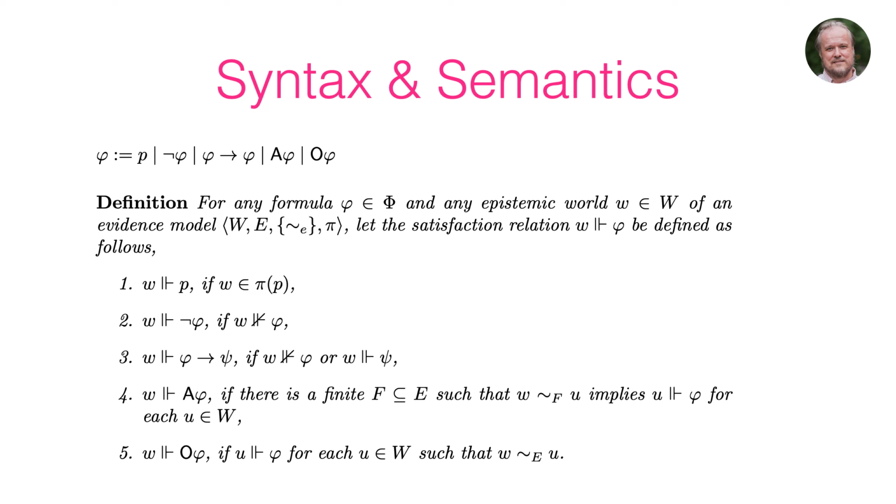So those are the definitions for modalities A and O. The key part, of course, here is that set F must be finite. If set F is not finite, then item 4 will be basically equivalent to item number 5, and you will get just another alternative definition of omniscience.